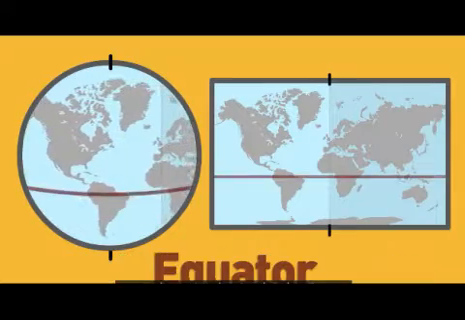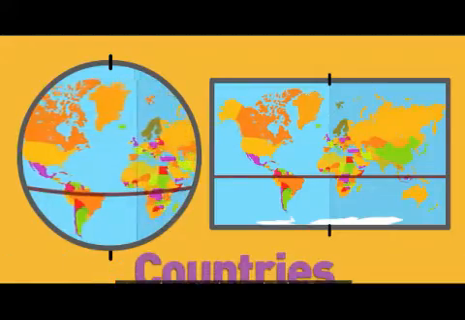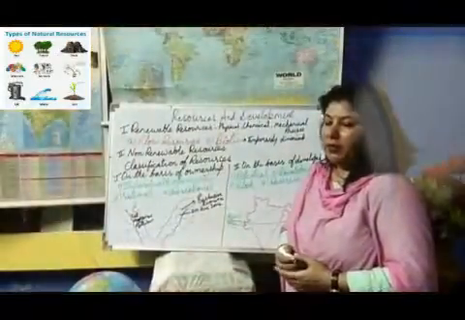North and South poles, equator, oceans, continents, and lots of countries. The real world is round and shaped like a sphere and divided into east and west hemispheres.